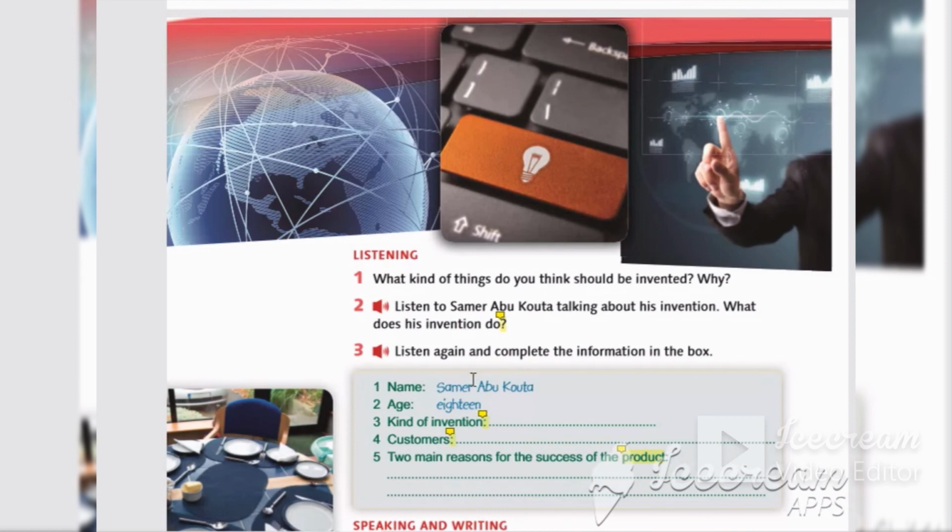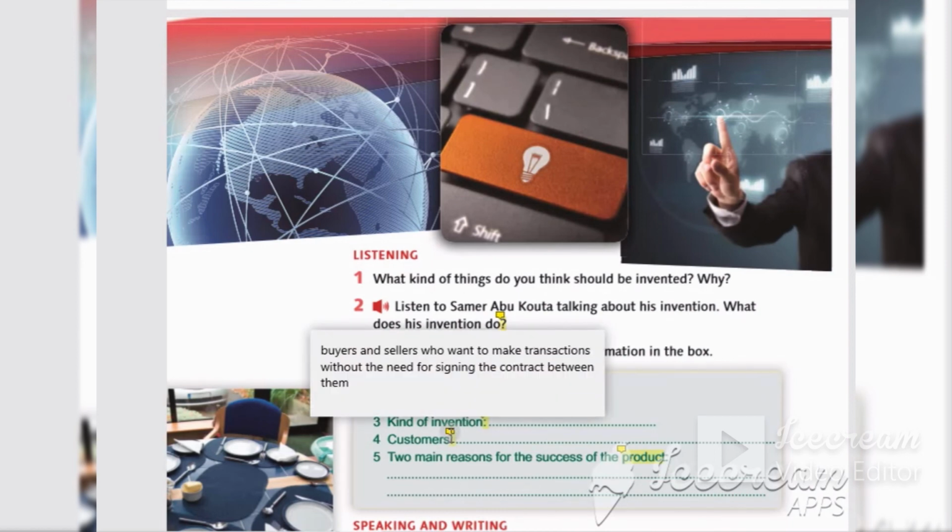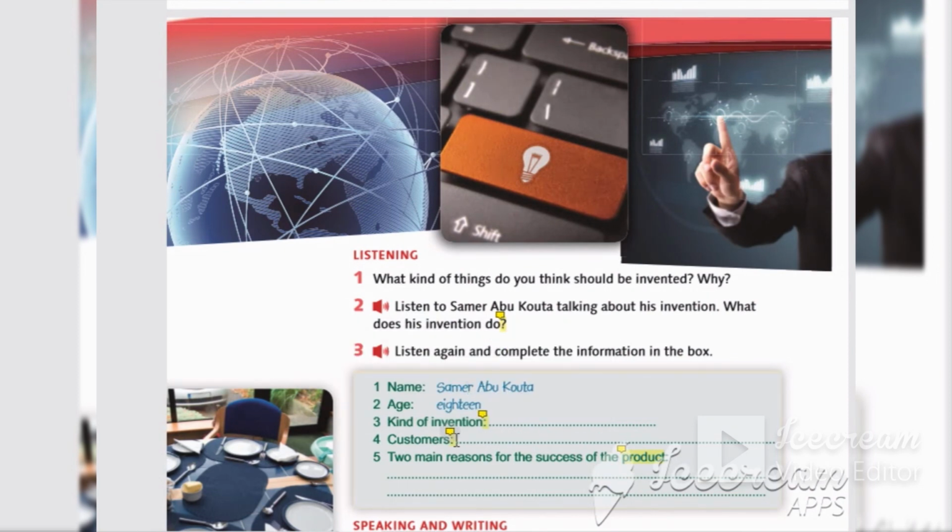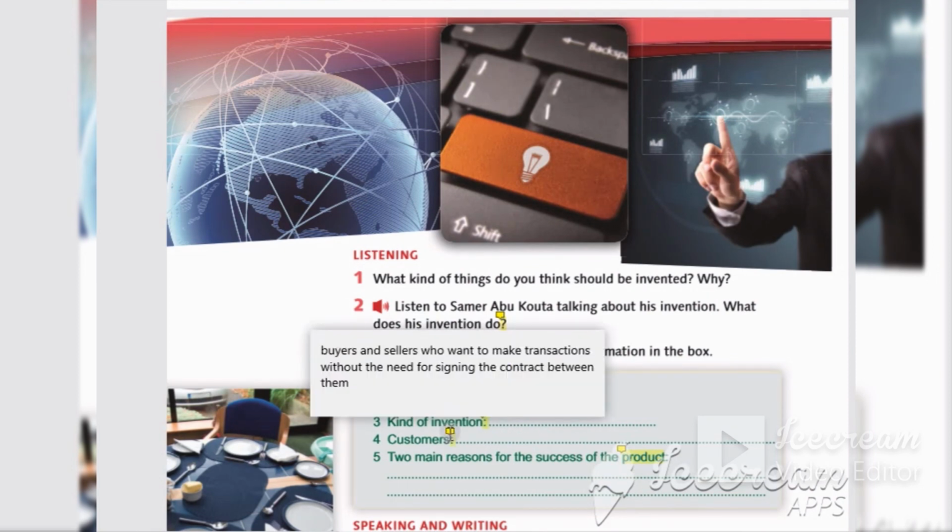Customers. Now we will see who are his customers. مين المستفيدين? Who are the people who can get the benefit from this invention? Buyers and sellers who want to make transactions without the need of signing, بدون التوقيع, the contract between them, بدون توقيع عقود. So buyers and sellers who want to make transactions without the need of signing, توقيع. Okay, a contract, عقد, between them.